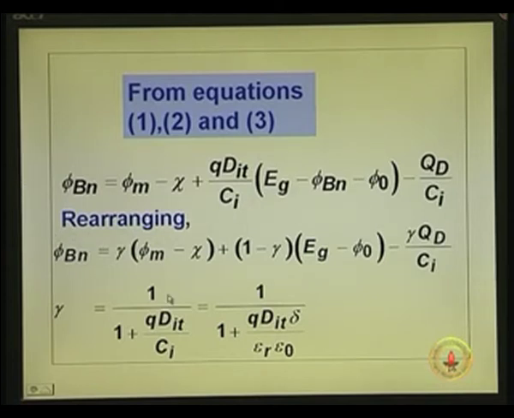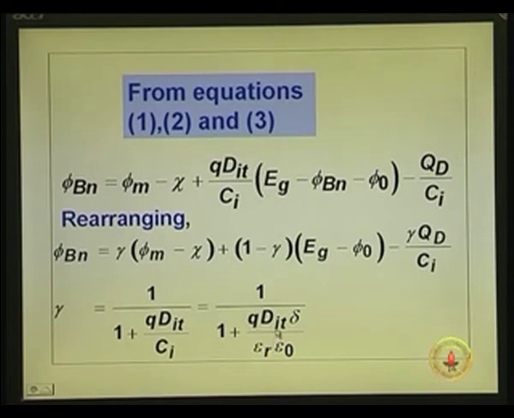That is what we are looking for. You have got phi m minus chi into gamma, where gamma is this quantity. Just the concept is simple, phi m minus chi minus Vi. Vi we have estimated and put it here. When you rearrange everything, you get this equation. You have got extra term gamma Qd by Ci. Now, gamma is this quantity Qdit in Ci, and when you substitute for Ci, you get this.